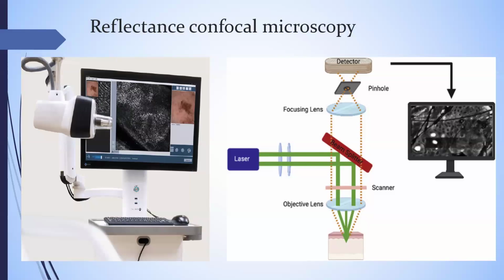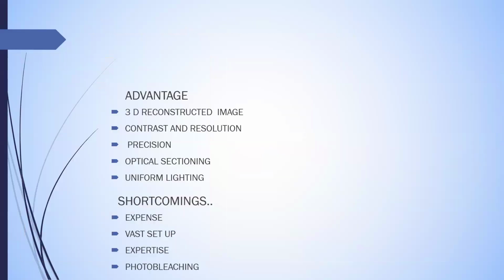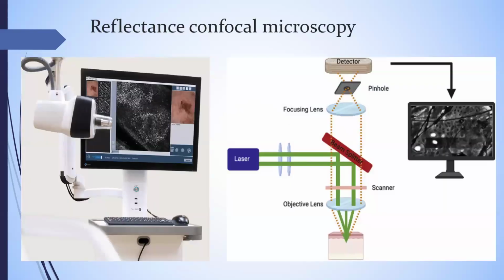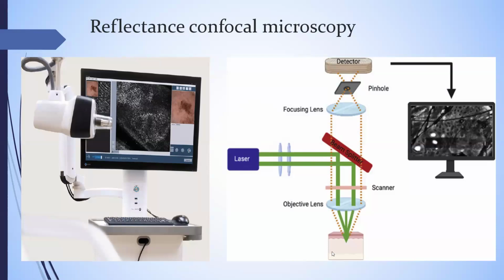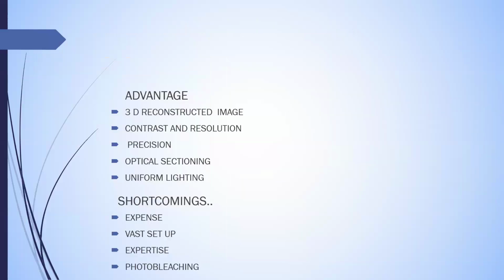Here, the advantages are, of course, a 3D reconstructed image, and second, the contrast and resolution are excellent. It's very precise, and optical sectioning is done. In histopathology, normally when we do a biopsy and take a tissue like this, we make sections along the coronal plane, along the axial plane, and then we study at different levels, especially when it comes to malignancy. So the same optical sectioning is possible in confocal microscopy, and the lighting is also uniform.